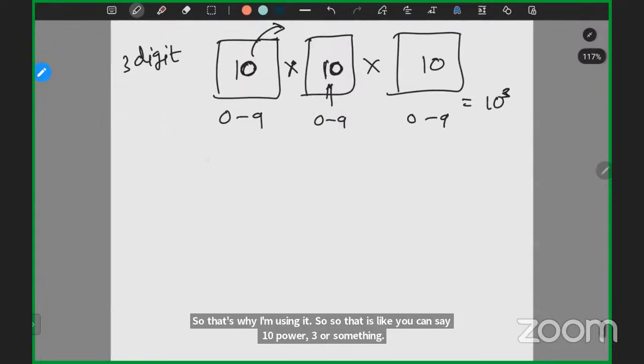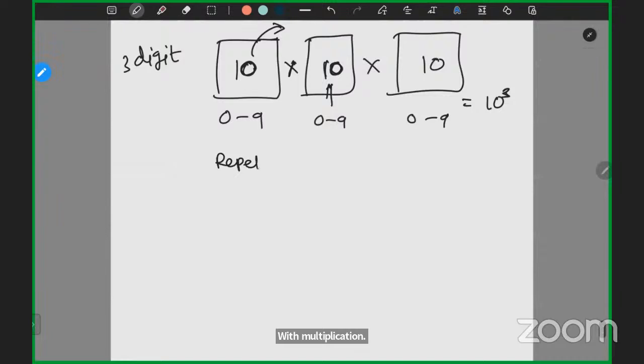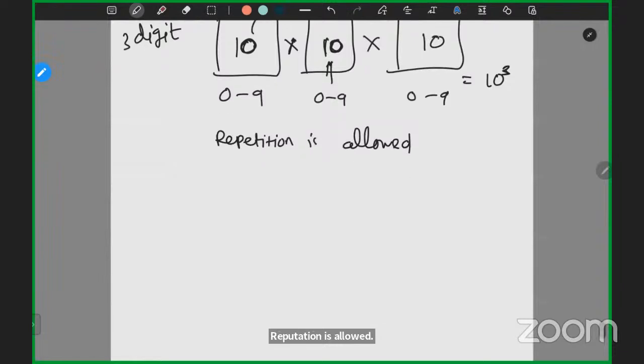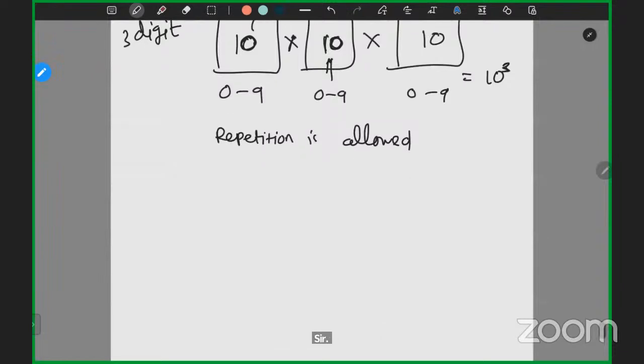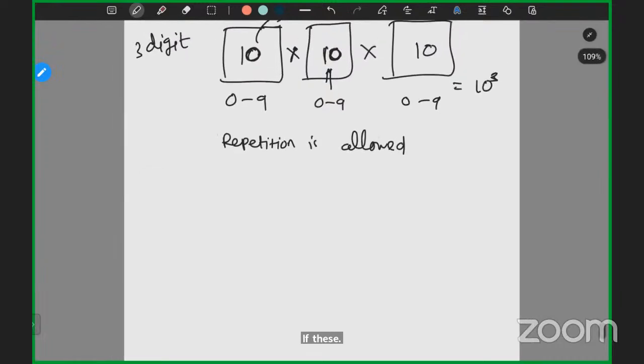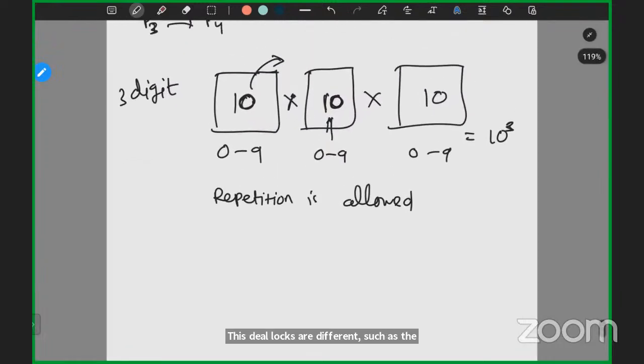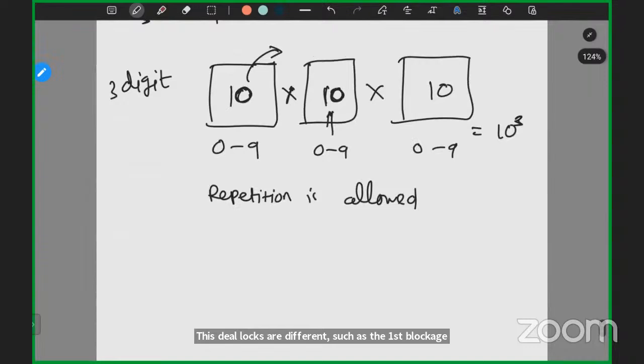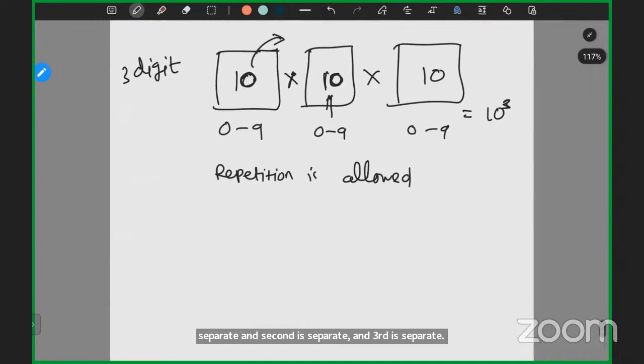Sir, what if repetition is not allowed? Yes, go ahead. Sir, I have another question. If these three locks are different, such as the first lock is separate, the second is separate, and the third is separate, then there should be addition, no?